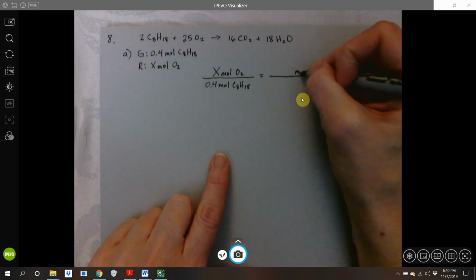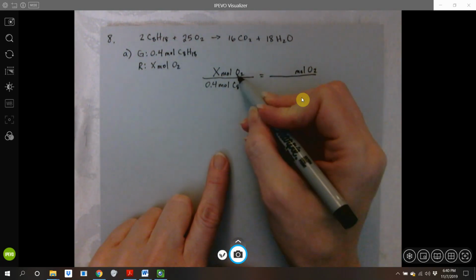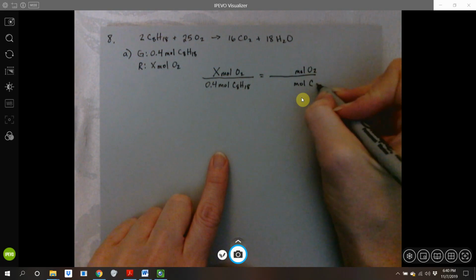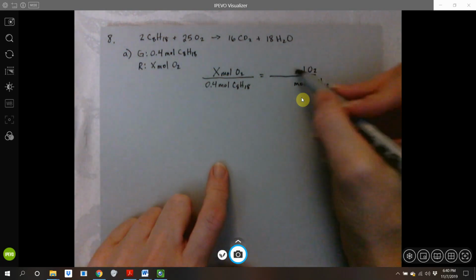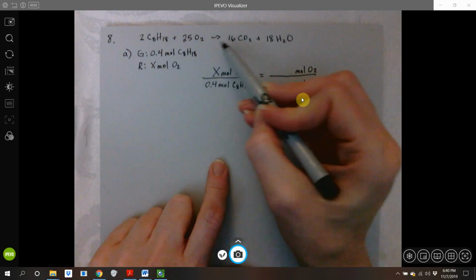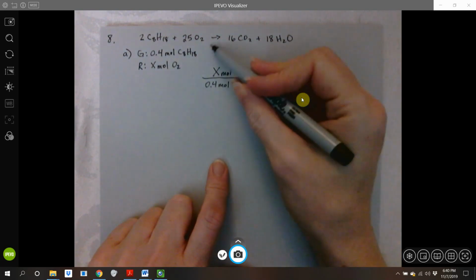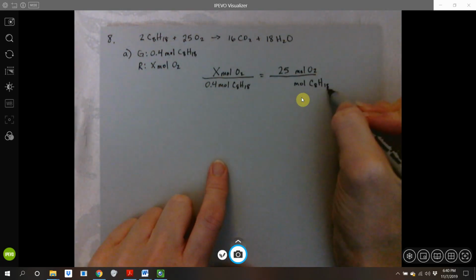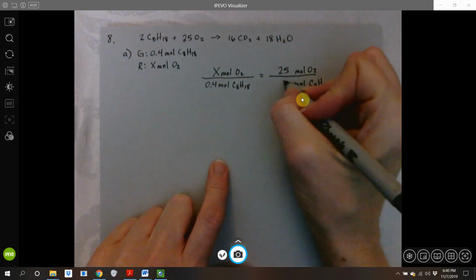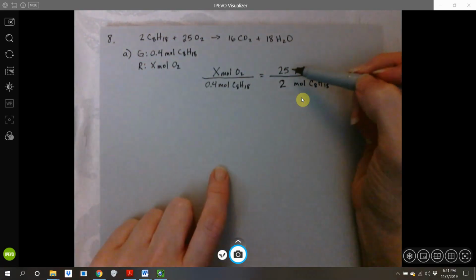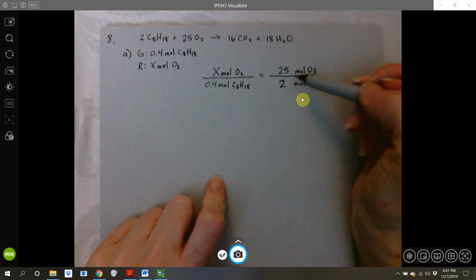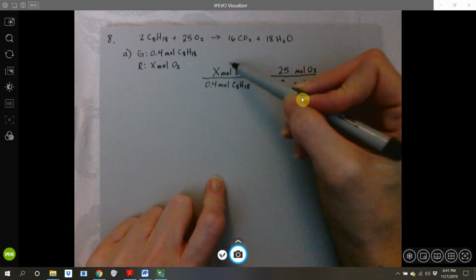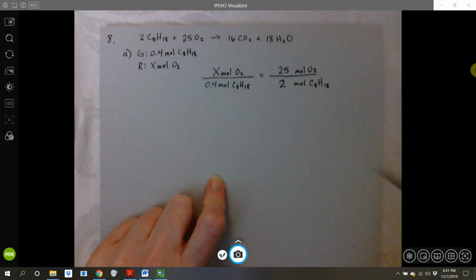We'll set up an equivalent fraction, moles of O2, right? Whatever is on the top here will go on the top over here. Whatever's on the bottom will still be on the bottom. Same kind of fraction that we're setting up. And we'll take our moles from a relationship about moles that we know. So O2 looks like there are 25 moles of O2. So we'll say 25 up here. And gasoline looks like there are 2 moles of gasoline in that equation. So for every 2 moles of gasoline, we need 25 moles of O2. So for every 0.4 moles of gasoline, how much do we need? Right.